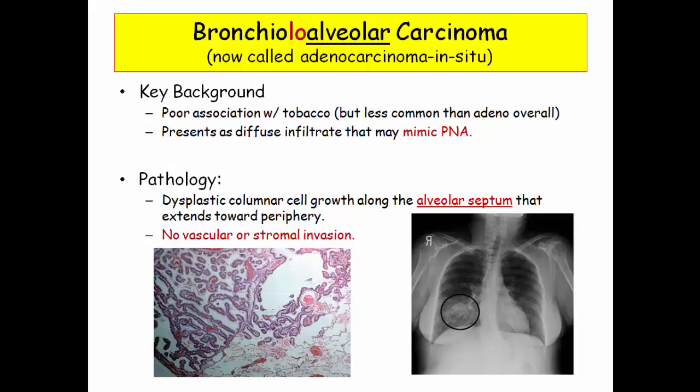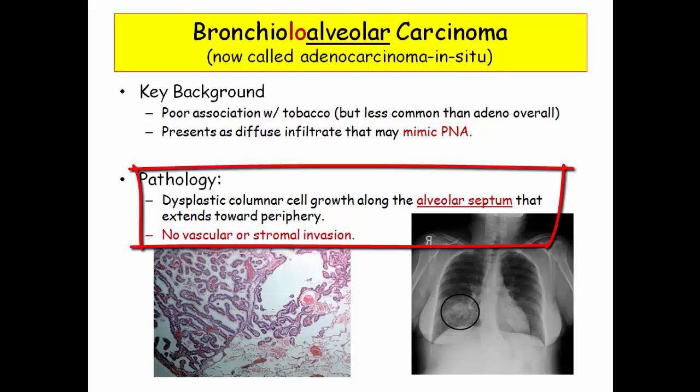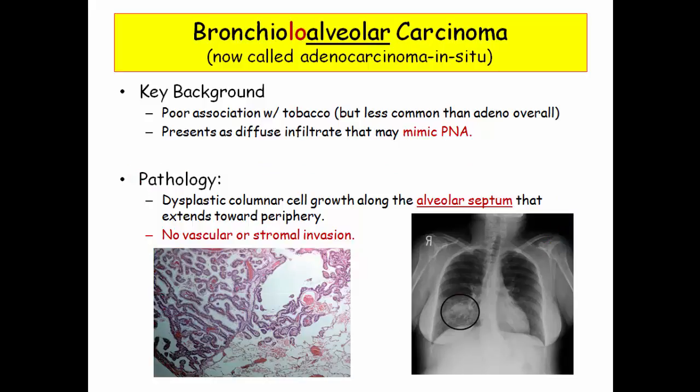Secondly, it can present as a diffuse infiltrate on chest x-ray. This is entirely consistent with the pathologic growth pattern. So what is the characteristic pathologic description? Dysplastic columnar cells growing along the alveolar septum, extending to the periphery. This growth along the alveolar septum creates that infiltrative-like appearance on the chest x-ray. You will also need to note the absence of vascular or stromal invasion. Although this tumor is not frequently tested, it is this obscure or esoteric fact that they will use.